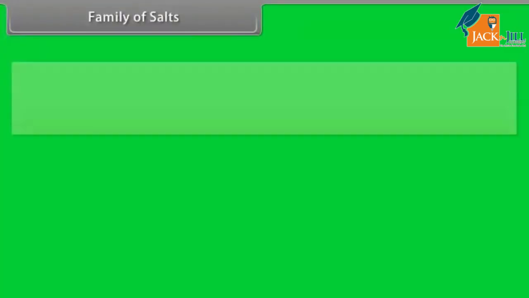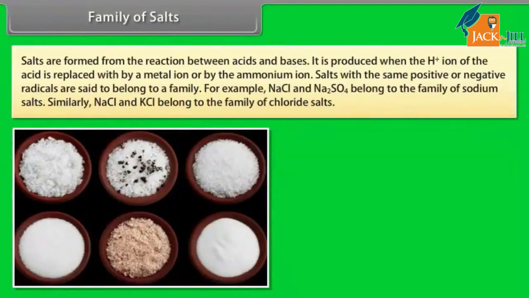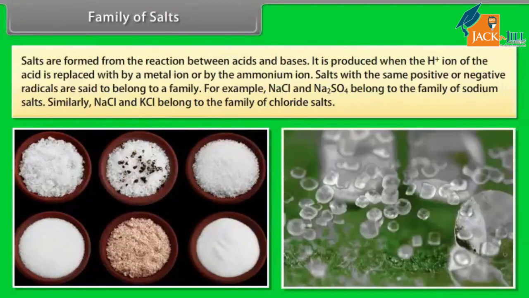Family of salts. Salts are formed from the reaction between acids and bases. A salt is produced when the H+ ion of the acid is replaced by a metal ion or by the ammonium ion. Salts with the same positive or negative radicals are said to belong to a family. For example, NaCl and Na2SO4 belong to the family of sodium salts. Similarly, NaCl and KCl belong to the family of chloride salts.